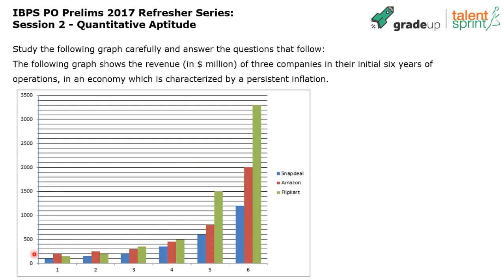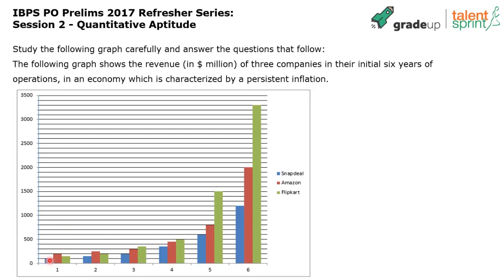For example, if I have to find the revenue of Snapdeal in year 1, look at this blue bar. It is exactly coinciding with the first segment here. If you see the y-axis, we have 500, 1000, 1500 and so on, which are the marked values. Between 0 and 500 there are 5 divisions, so each division is equal to 100. Between 500 and 1000 also there are 5 divisions. So each thin horizontal line in the background is equivalent to 100.